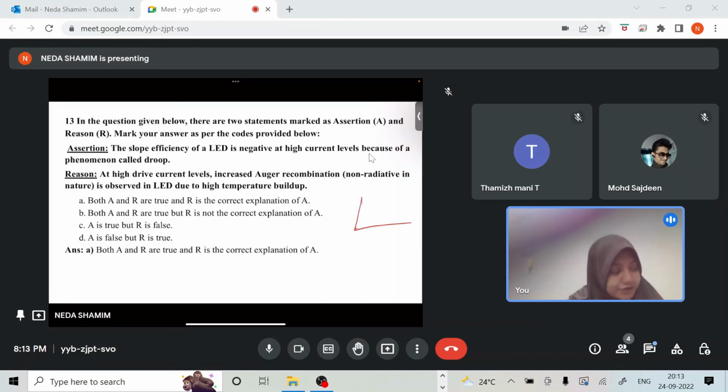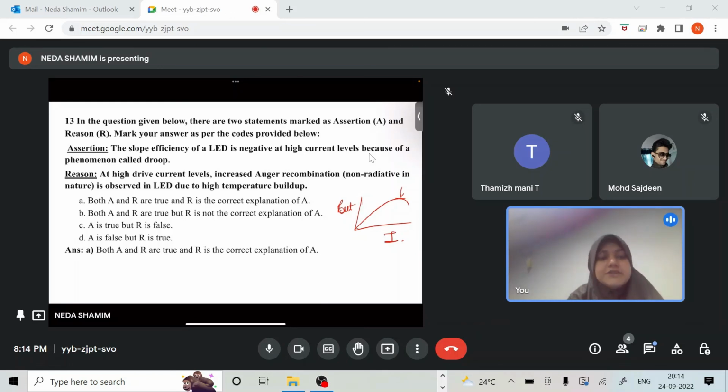Remember, sir had drawn this diagram. There was a droop. What is this diagram? What will be the y-axis and what will be the x-axis in this? Why droop? This is, as I said, output power with current. So here is the droop. I think some power fluctuations are happening in my place. Okay. And at high drive current levels, there is increased Auger recombination.